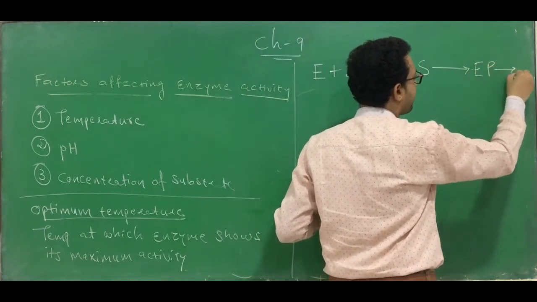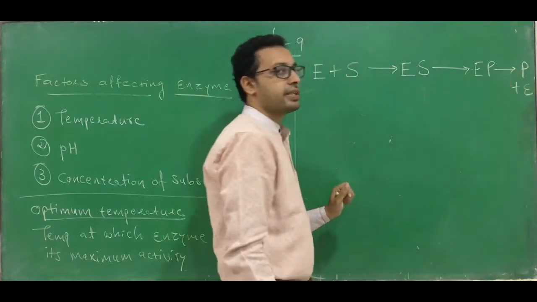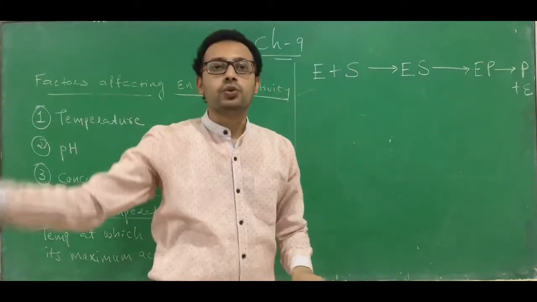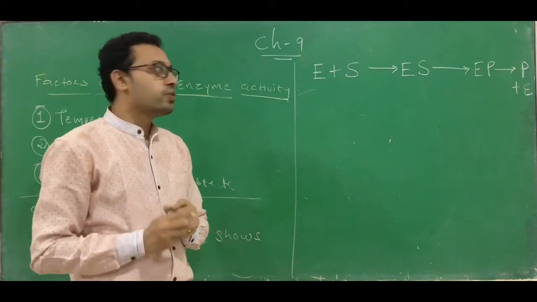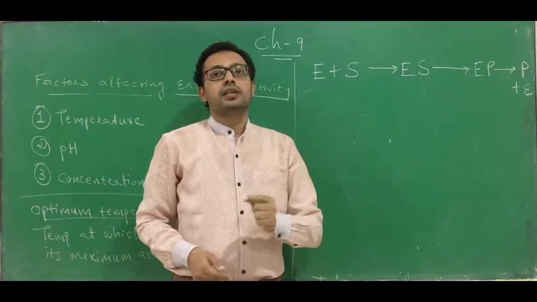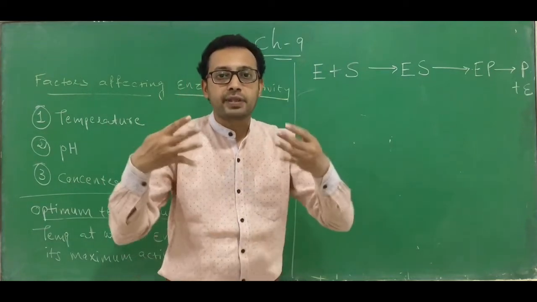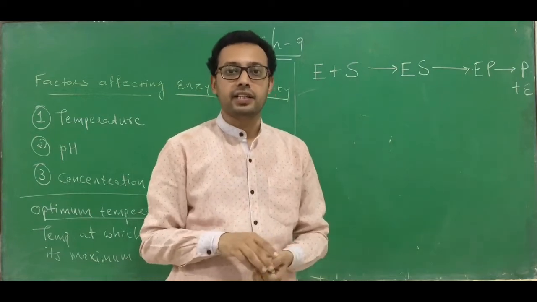And ultimately, finally, what is going to be formed? A product, and the enzyme gets liberated. Okay, they get separated. The enzyme can be utilized to catalyze one more substrate. This is what happens. But you know that this substrate binds with the active site of an enzyme, and the binding of substrate and enzyme is like a lock and key.